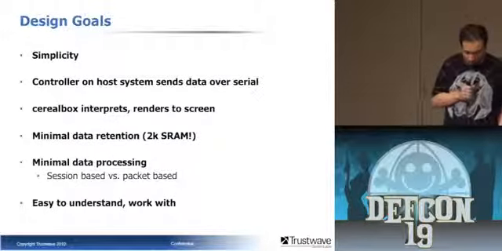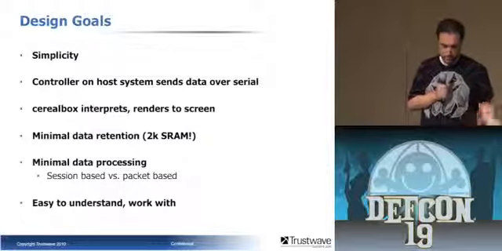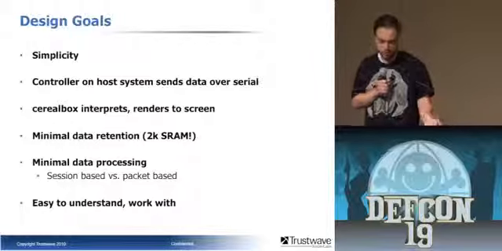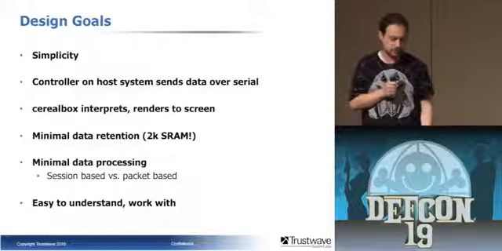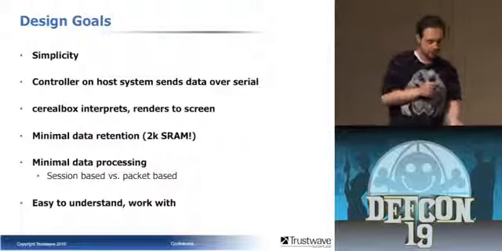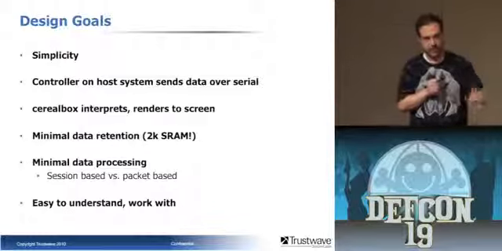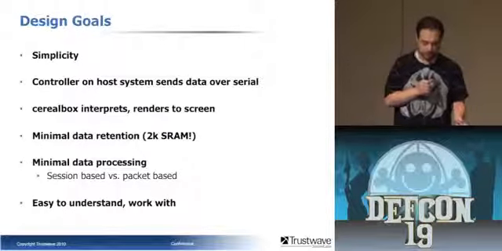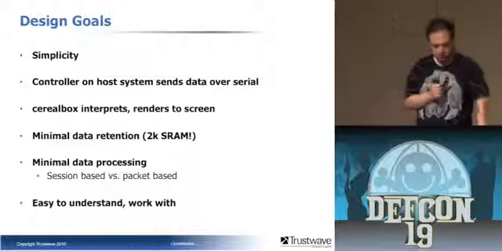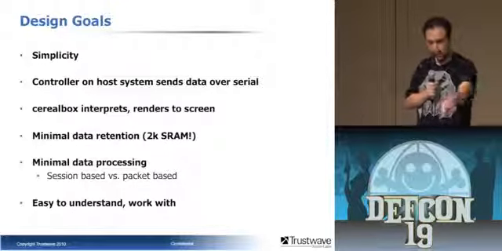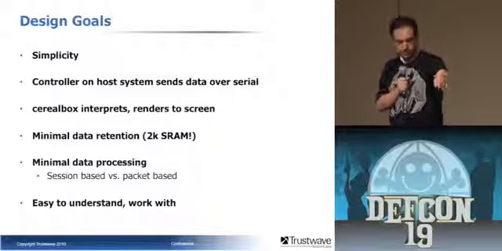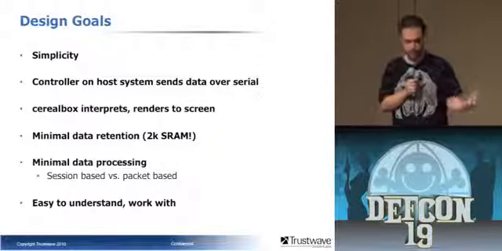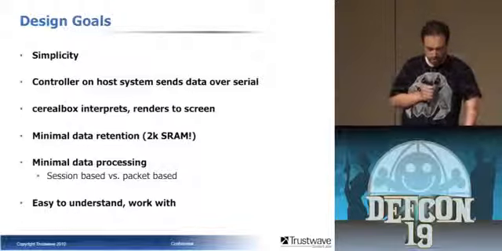So the design goals have to be simple. I'm going to send stuff from the host. The host, of course, can't sniff. It's just USB. So I have to have a sniffer on my own box. But then the sniffer is going to send whatever data I'm interested in over the serial link, and it's going to render it on the Arduino. The code that's running on the Arduino is in charge of rendering that to the screen. That's its job: to render anything I send it to the screen.